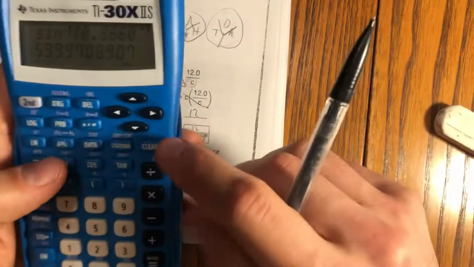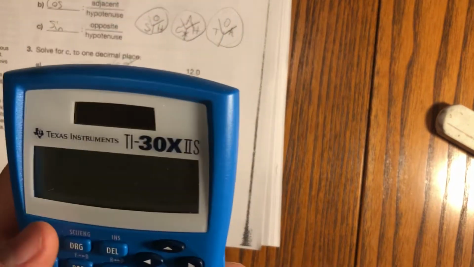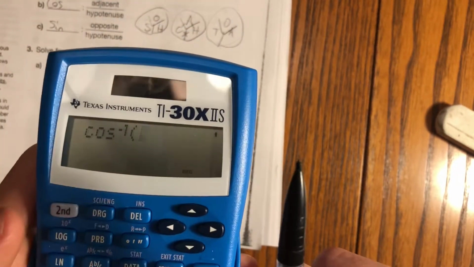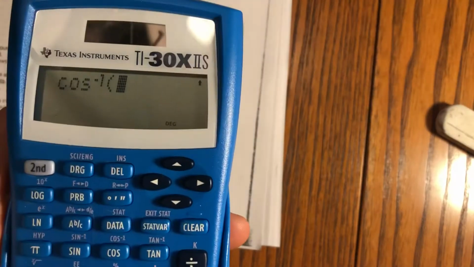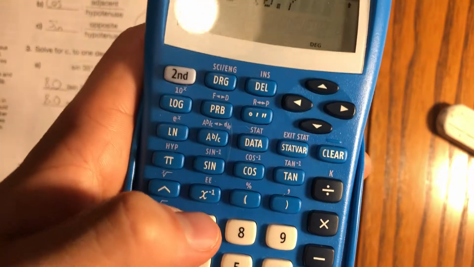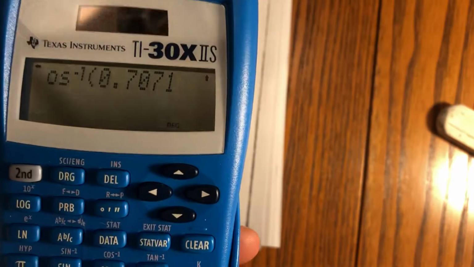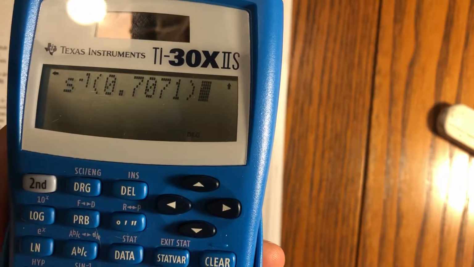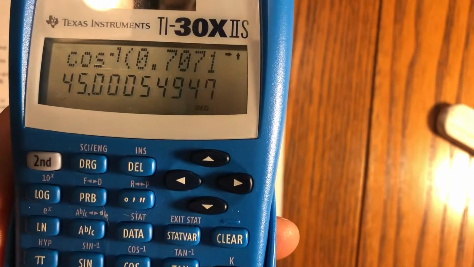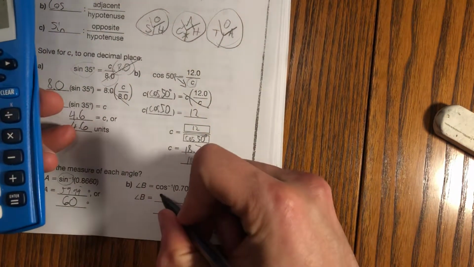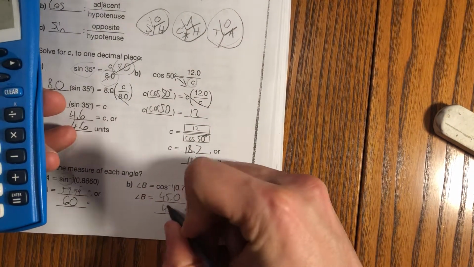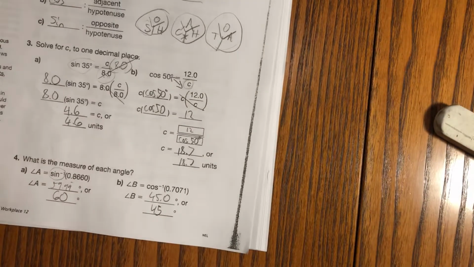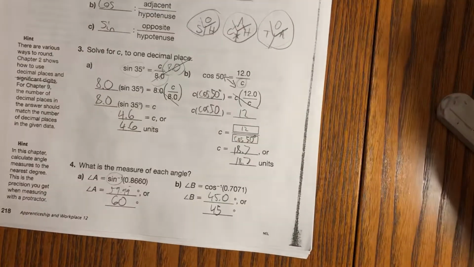Okay, let's do this one. Second function, cos of 0.7071. Close bracket. Enter. 45 degrees. 45.0, so just 45 degrees. Awesome. Okay, moving on.